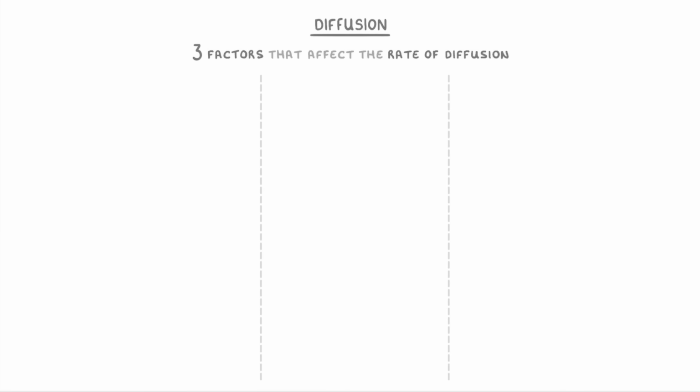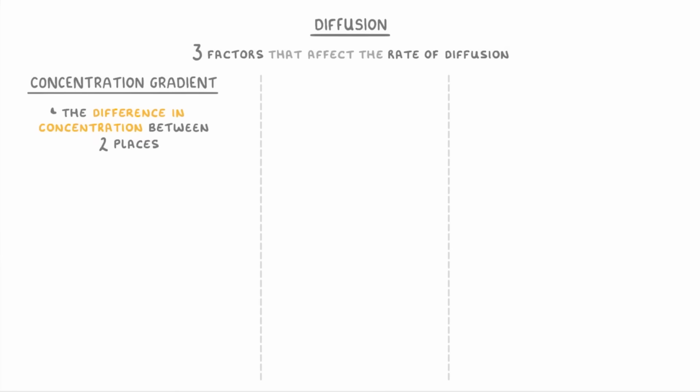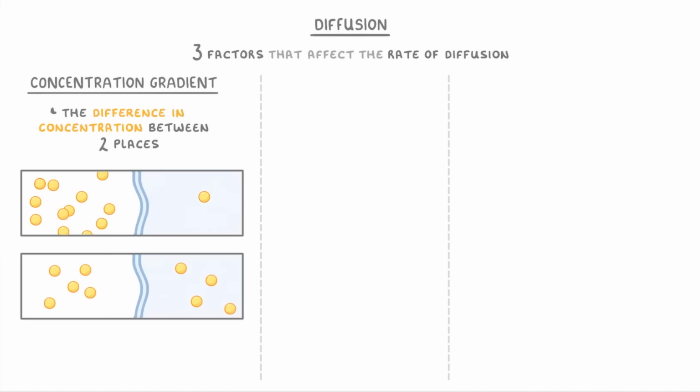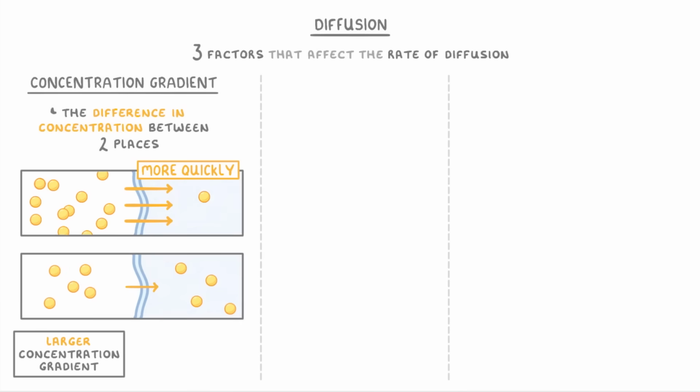So now that we know what diffusion is, let's run through the three factors that affect the rate of diffusion. The first is the concentration gradient, which is just the difference in concentration between two places. For example, if you look at these two boxes, in both cases there are more particles on the left side than the right side. So the particles will diffuse from left to right. However, the particles in the top box will diffuse across to the right more quickly because there's a bigger difference in the concentrations on either side. Or in other words, there's a bigger concentration gradient. So to summarize this point, the larger the concentration gradient between two places, the higher the rate of diffusion will be.